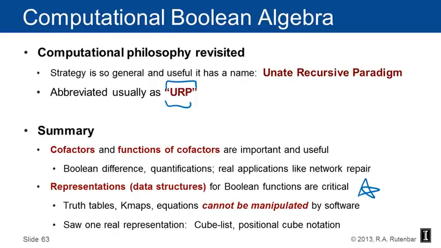So look, truth tables, Karnaugh maps, equations, it's just not easy to manipulate those things with software. The positional cube notation, that's one good way of doing it, but it's not honestly the way most people do it. The next week's lectures are lots of stuff about how people actually do the representational problems for computational Boolean algebra.